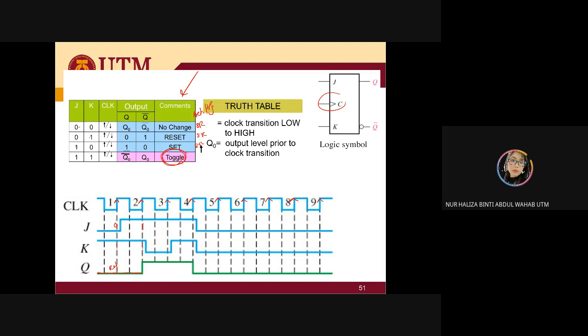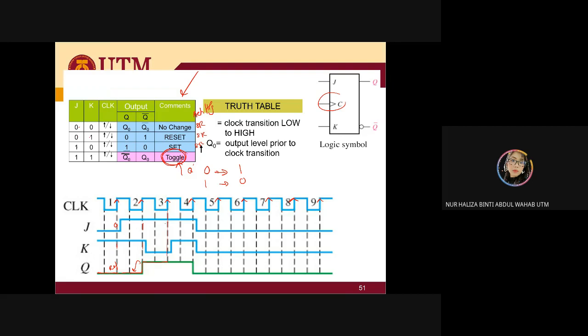What is 1, 1? 1, 1 will be toggle. If my previous output is 0, I'm going to change it to be 1. If my previous output is 1, I'm going to toggle it to be 0. So here from 0, I'm going to go to a 1. And I continue until my next positive clock. I stop here because this is my positive clock.